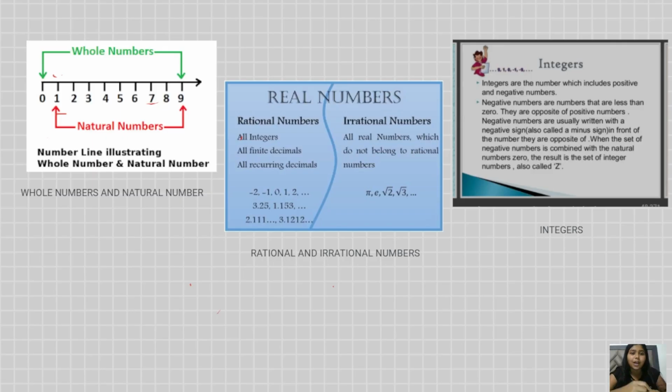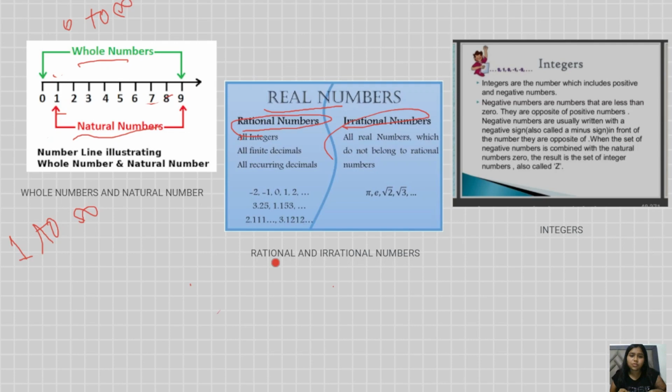Then we will start with the whole numbers. Whole numbers are the numbers which start from 0 till infinity and so on, whereas the natural numbers generally start from 1 till infinity. This is all you have to know about the whole numbers and natural numbers, like you have studied in your previous classes too. In the real numbers, the main portion is the rational numbers and the irrational numbers.